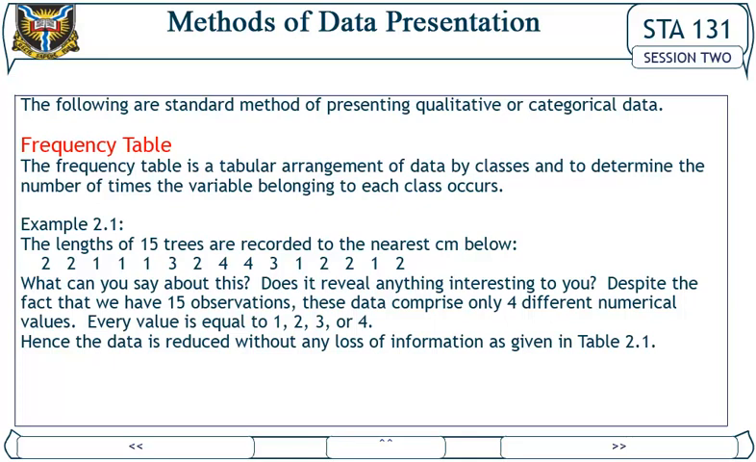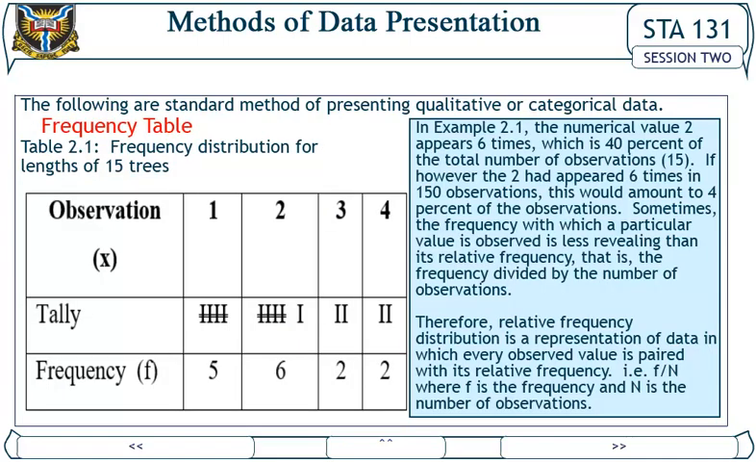Example 2.1. The lengths of 15 trees are recorded to the nearest centimeter below. What can you say about this? Does it reveal anything interesting to you? Despite the fact that we have 15 observations, this data comprise only 4 different numerical values. Every value is equal to 1, 2, 3, or 4. Hence, the data is reduced without any loss of information as given in Table 2.1. Table 2.1, Frequency distribution for lengths of 15 trees.